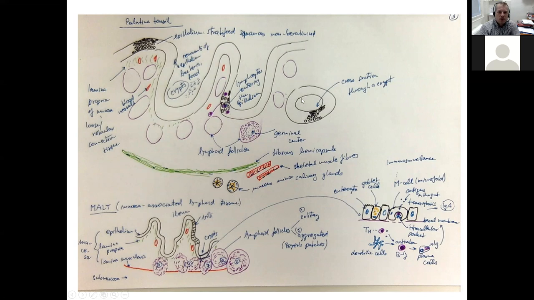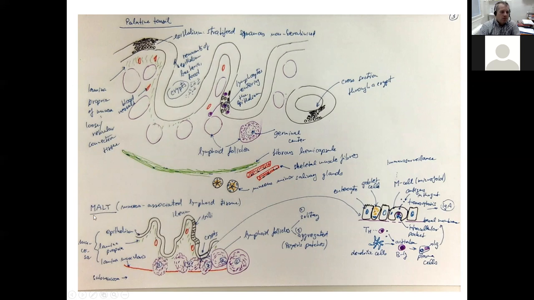Sometimes you can find a cross-section through a crypt because the crypts run in various angles. So in one section, you can find longitudinal or cross-section. You can recognize it easily because there will be the same epithelium inside the crypt as on the surface.